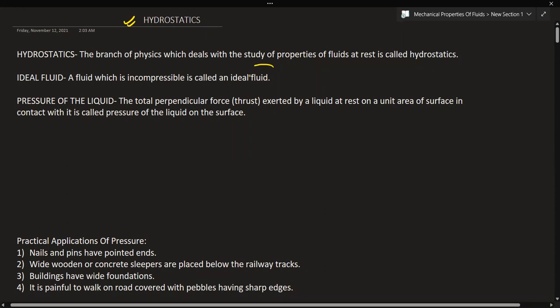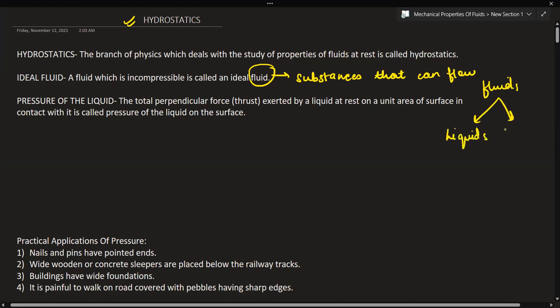See, what is a fluid? Fluids are all the substances that can flow. These fluids include both liquids as well as gases, not only liquids. So then comes the concept of thrust. Thrust is the perpendicular force applied on the surface.